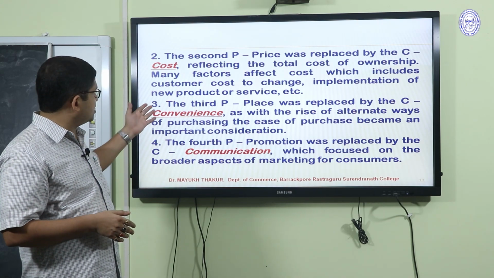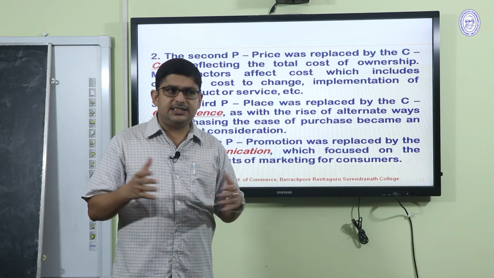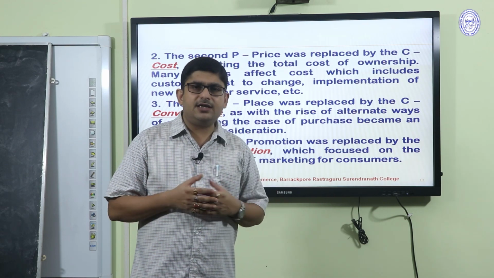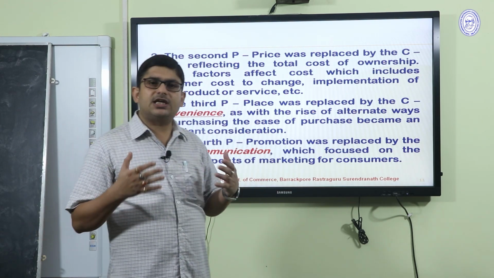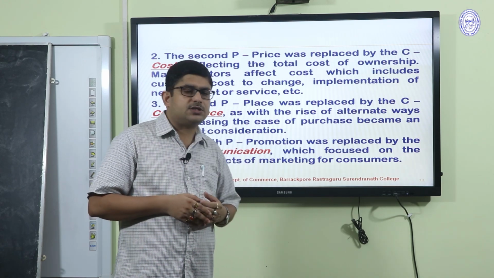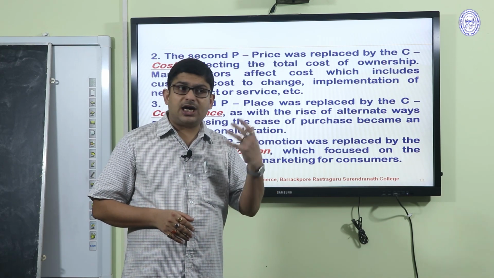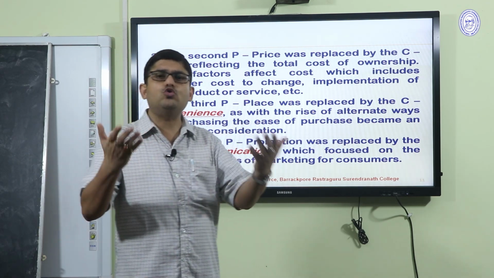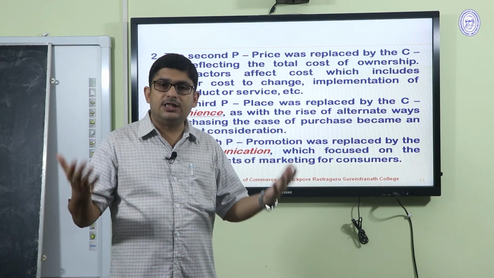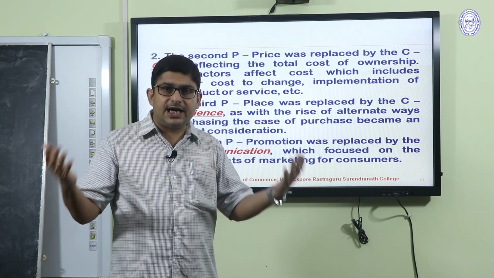In the next part, the third P, place, was replaced by the C, convenience. We know that with the changing world and more dynamic ways of marketing, promoting, and offering the product, the ways which are coming up today are naturally becoming very convenient to customers. We can go to a particular shop to purchase a product. On the other hand, if we don't want to go to the shop, we have the option to purchase it online.